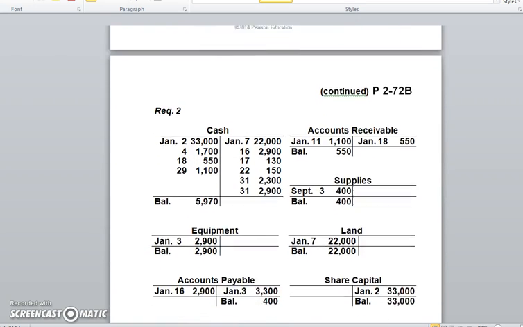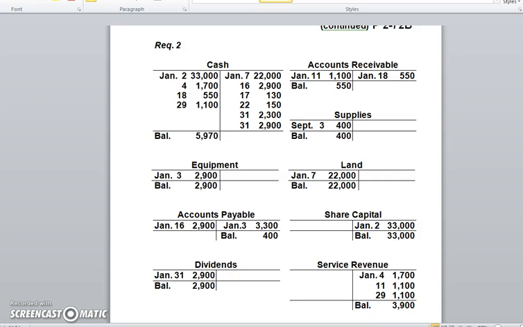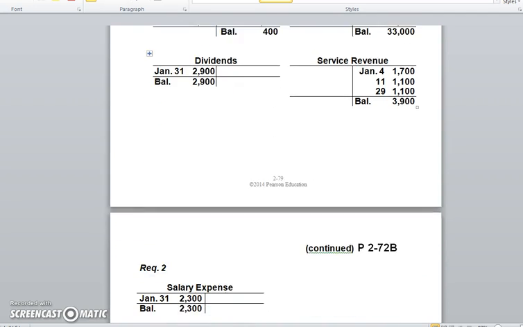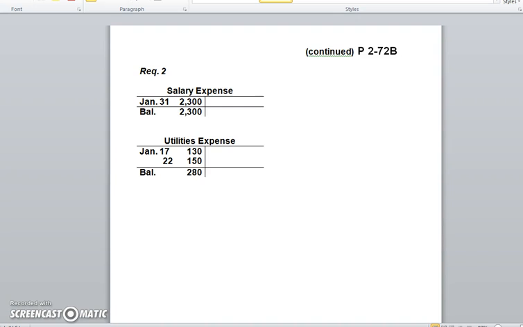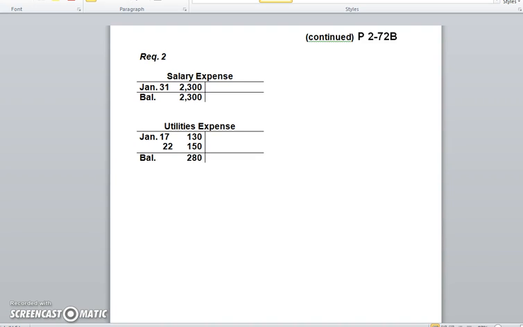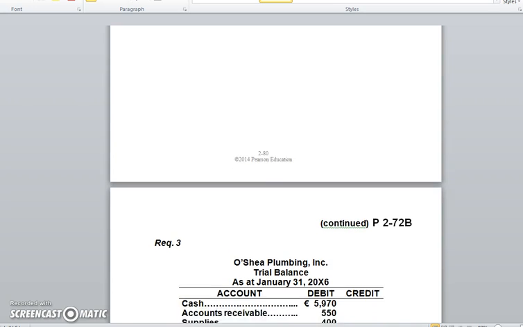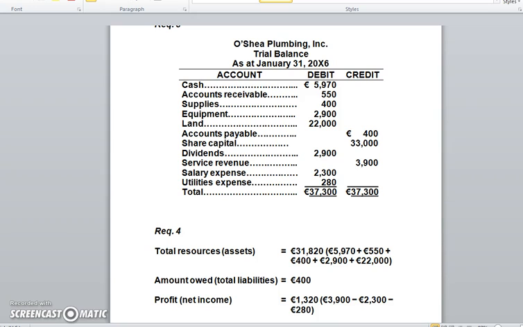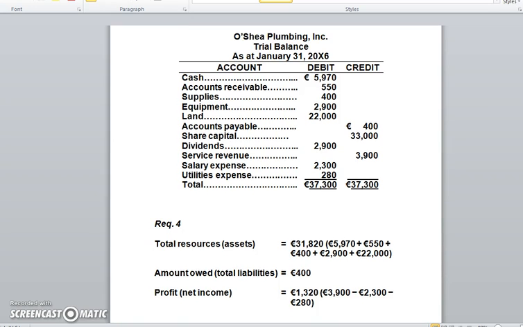Let's take a look now at the T accounts. We don't have that many T accounts. Cash, accounts receivable, supplies, equipment, land, accounts payable, share capital, service revenue, and dividends. How are we doing? Pretty well, I'd say. We only had a few expenses, salary and utilities, because plumbing, they're going to need to use electricity. And here we are, their trial balance. So after the first month of operations, they seem to be doing quite well. So here it is, the answer for number 72.